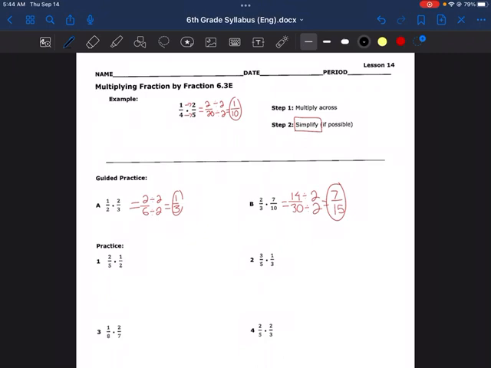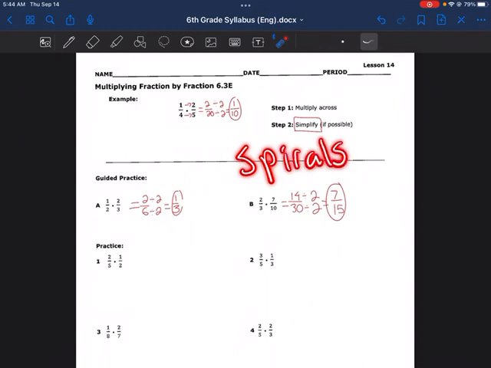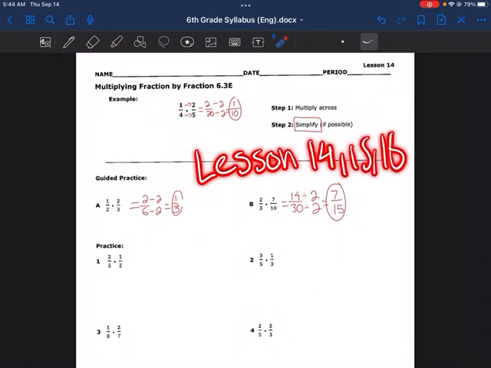Now, what we're going to do today is go over lesson 14, 15, and 16. 14, 15, y 16. We're not going to do the spirals together. What I want you to do is that's going to be for homework. The spirals. Right now, we're going to do lesson 14, 15, and 16.